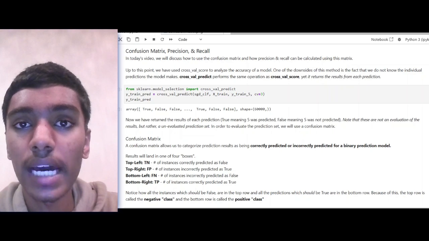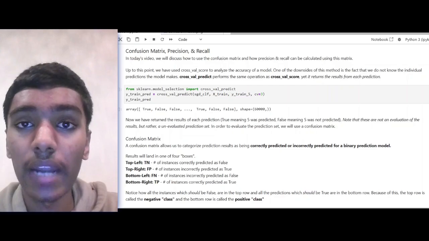In today's video, we're going to discuss how to use the confusion matrix in order to calculate different performance measures such as precision and recall.